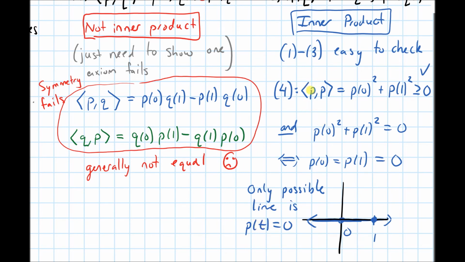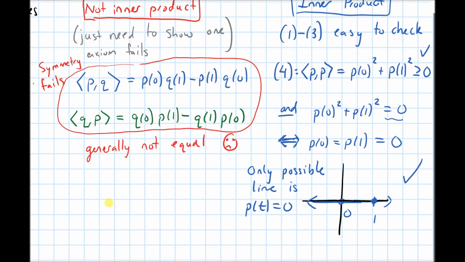We wanted to show that P inner product with P equals 0 if and only if P, my element, is 0. In this case, it was a 0 polynomial. That checks off axiom 4. We've shown it. So I want to end this video now.